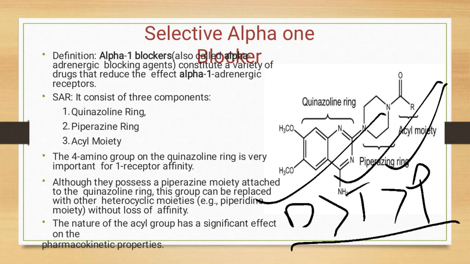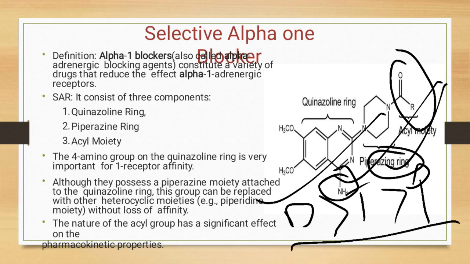So this is about the alpha 1 receptor blockers. They have the quinazoline ring, with the amine group at the fourth position responsible for binding to the receptor. Then the piperazine ring can be replaced with the piperidine ring, and this acyl moiety is responsible to maintain the pharmacokinetic properties. So if R is furan, it is prazosin. If it is tetrahydrofuran, it is terazosin.